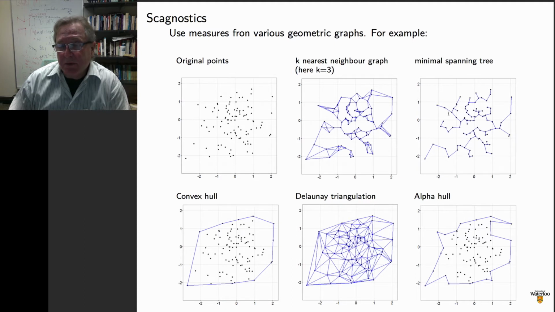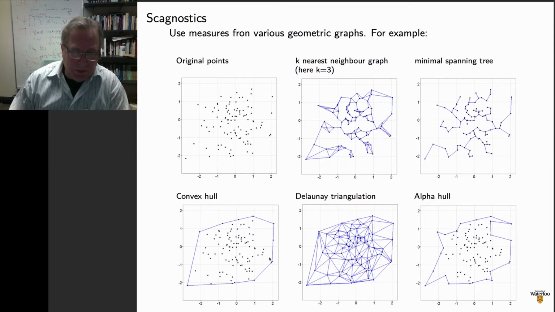Another graph would be the minimal spanning tree, and this is where every point is connected. We have a connection connecting all the points here. It can't have any cycles, so not like this neighbor graph. There are no cycles in it. That is, it's a tree. It spans, so all points are connected, and it's minimal in the sense that the sum of the length of the edges on this tree is as small as possible. Okay, so that's the minimal spanning tree.